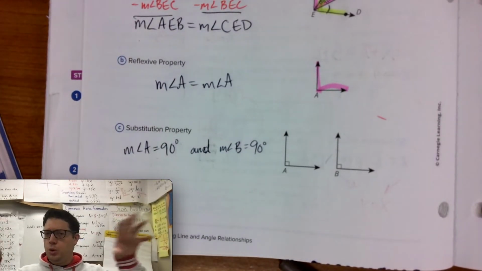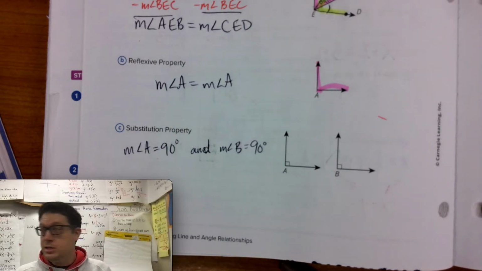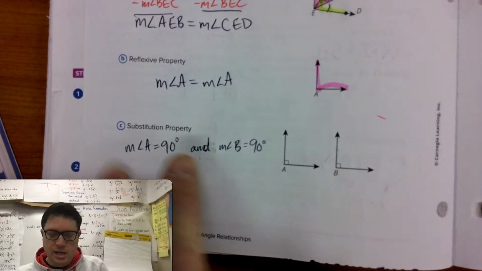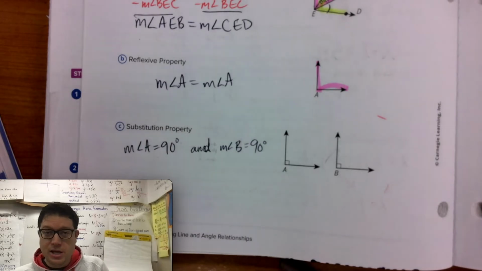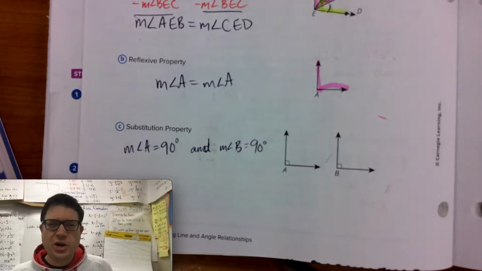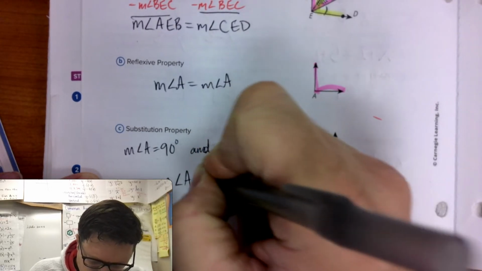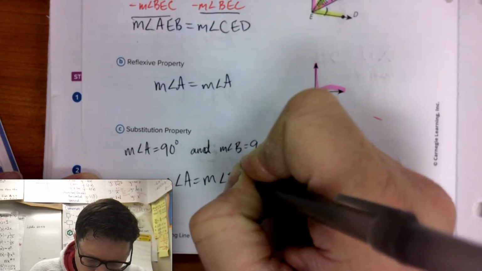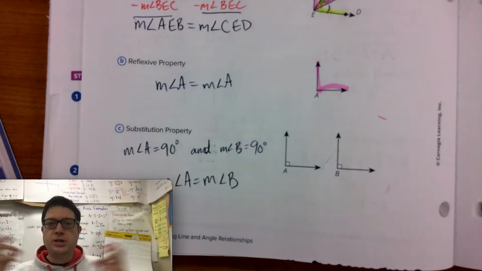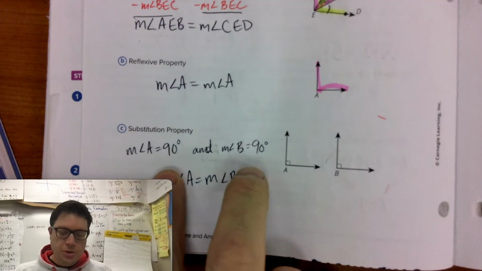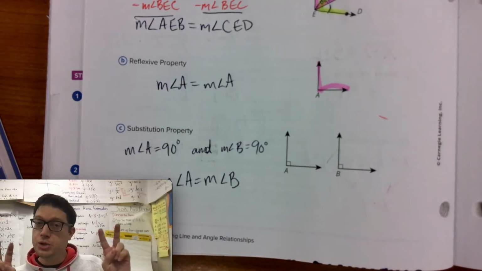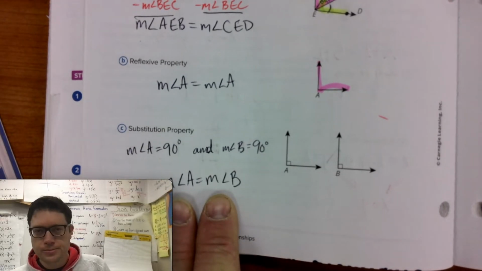So if they're both equal to 90 degrees separately, angle A is 90 and angle B has a 90 degree measurement, then aren't angle A and angle B the same? We're just going to straight swap. We're going to substitute that they both equal 90, so using substitution, they both must equal each other.